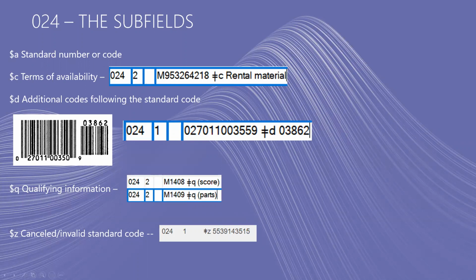And that brings us to subfield Z, which is a canceled or invalid standard code. You've probably seen these in maybe the 035 field a lot of times, indicating OCLC numbers that are no longer in use or were previous. So this one would be an invalid code. 024 1, as it tells us, it's no longer used. 5539143515.